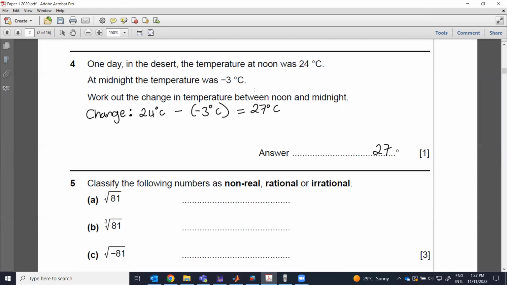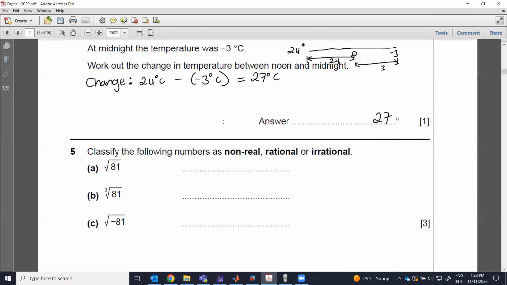Another way you can think about it, if you are not sure which one should come first, is to think that it was 24 degrees and then it had to get to 0 before it gets to -3, which is maybe somewhere here. My scale is obviously not accurate. So from 0 to 24, this is 24 degrees, and then from 0 to -3, this is 3. You could just add these two together, and the change would still be 27 degrees.